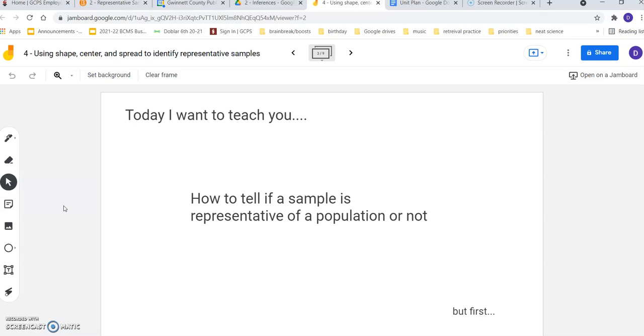Today I want to teach you how to tell if a sample is representative of a population or not. So please make this the title on the next free page in your math notebook. And then mark that page with your pen or pencil, close it up, and give me your full concentration.